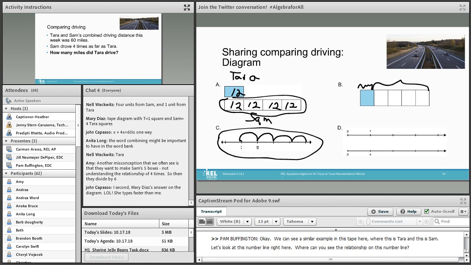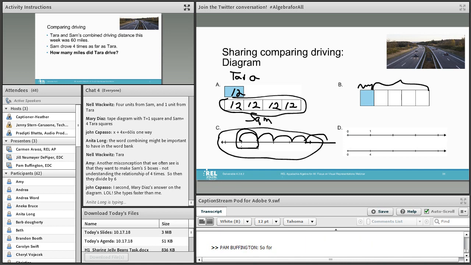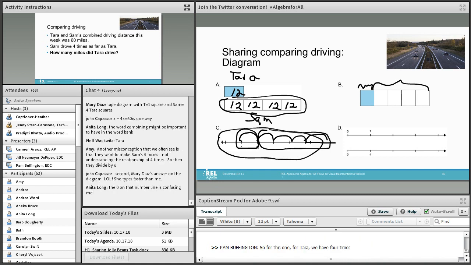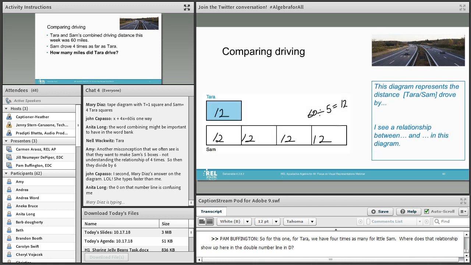Yeah, I'm going to make little hops like you're doing. So for this one, for Tara, we have 4 times as many for good old Sam. Where does that relationship show up here in the double number line in D? Let's move on a little bit and we can see that.